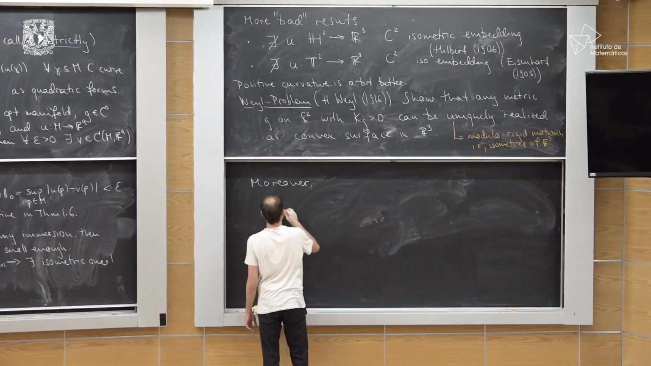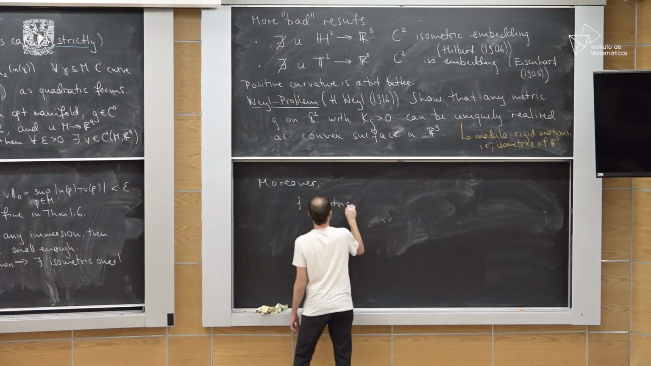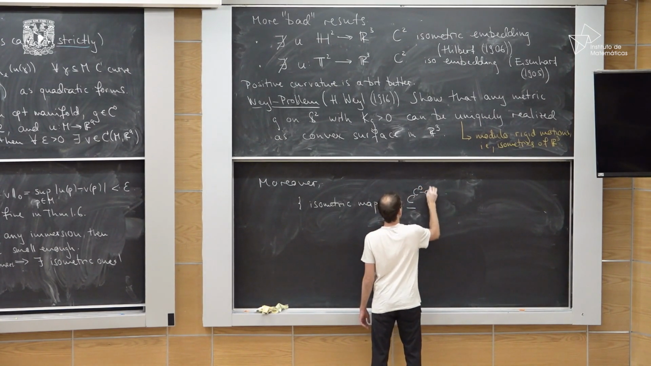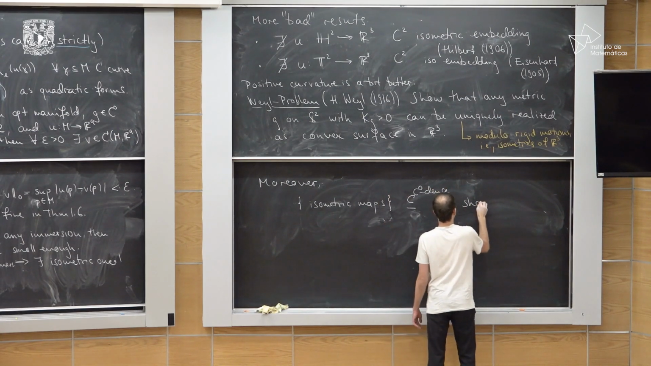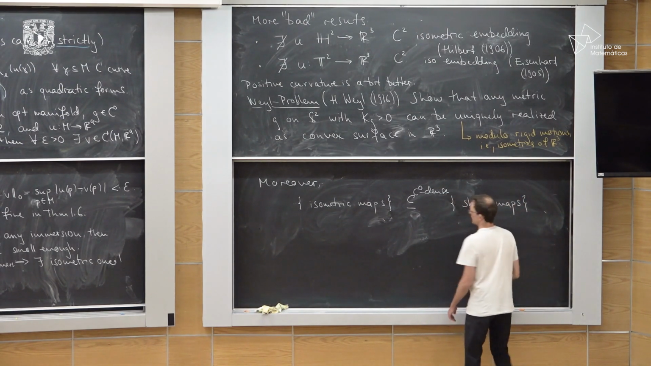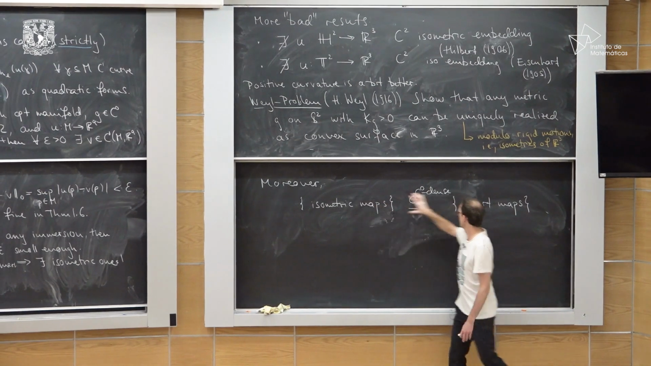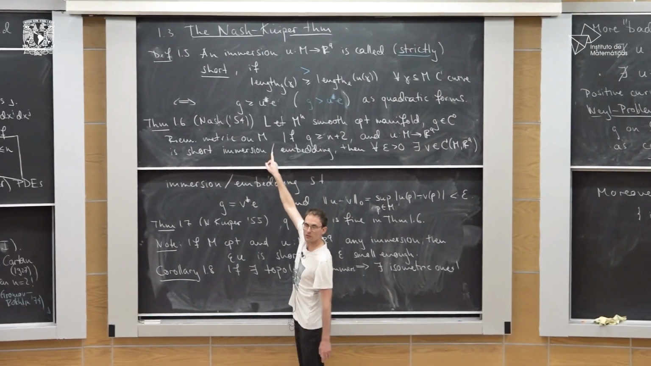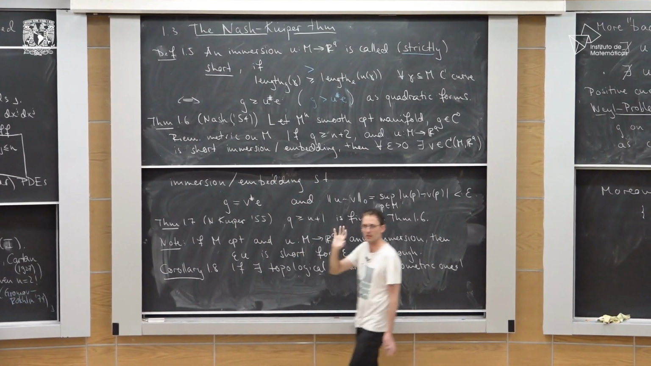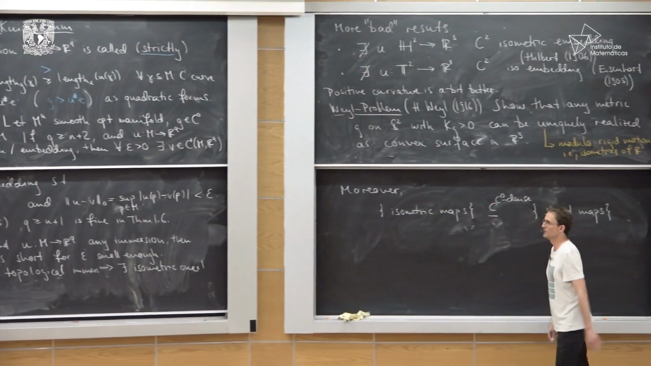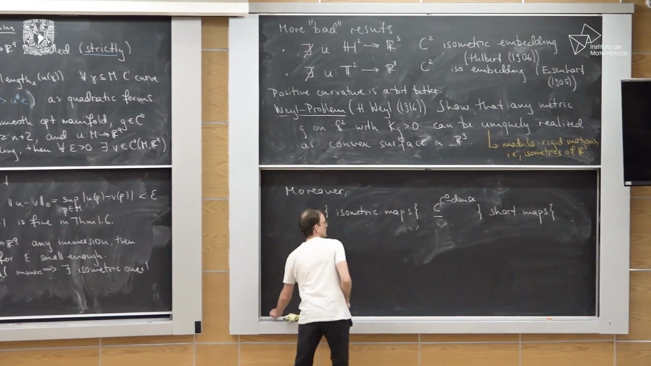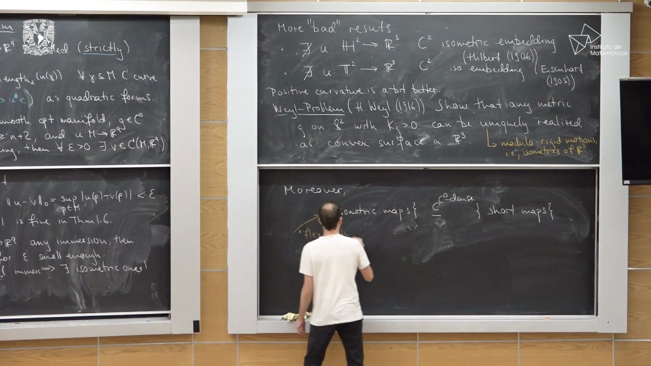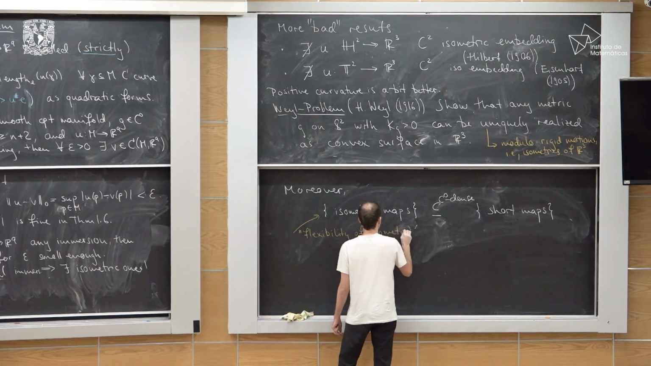Moreover, the set of isometric maps is C0 dense in the set of short maps. And in PDE terms, this is the set of solutions. This is the set of relaxed solutions, or sub-solutions. So you're not solving the PDE, but you're solving an inequality over there. Short maps solve the equation in an inequality sense, whereas isometric maps solve it in an equality sense. And this is what we call the flexibility of isometric embeddings.